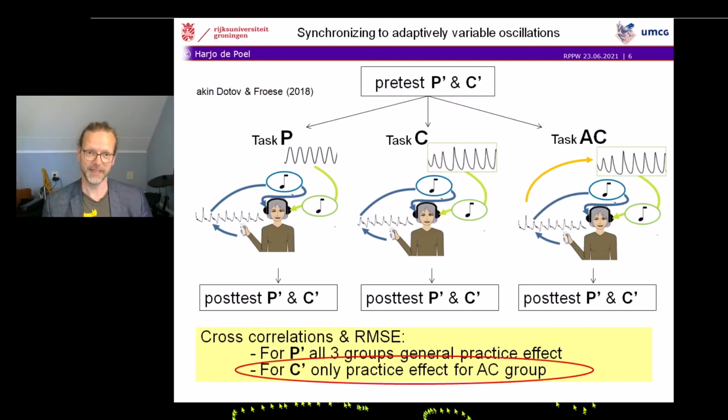The most interesting was here. For the more complex task, the difficult task, which was more difficult to synchronize with, there was only a practice effect shown for the interesting group here, the adaptive complex group. And this is what we expected. So here the biological variability, so to say, was combined with the mutual interaction. And here we saw a very large practice effect.